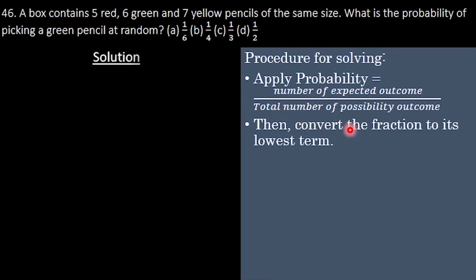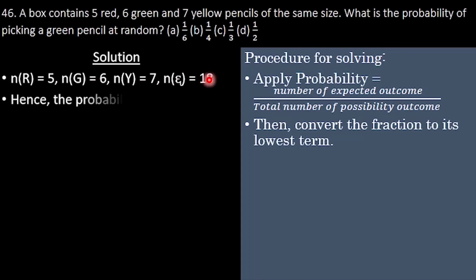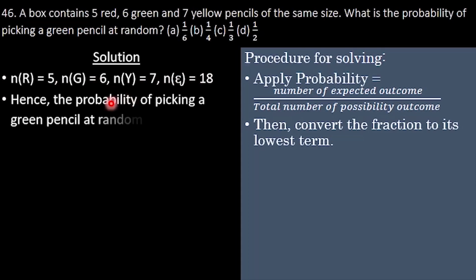Now number of red is equals to 5, number of green is equals to 6, and number of yellow is equals to 7. The sum of the pencils is equals to 18. That is, 5 plus 6 plus 7 is equals to 18. Hence, the probability of picking a green pencil at random is probability of green is equals to number of expected outcome, that is number of green over number of possibility outcome, the total number of pencils, which is equals to 6 over 18 equals to 1 over 3 when you convert it to its lower term.